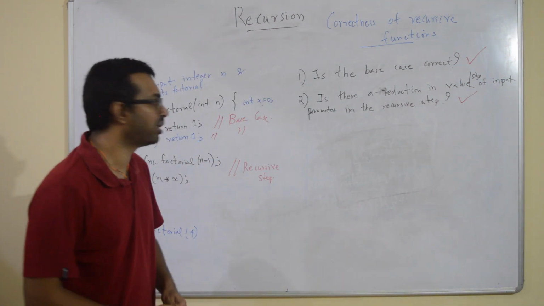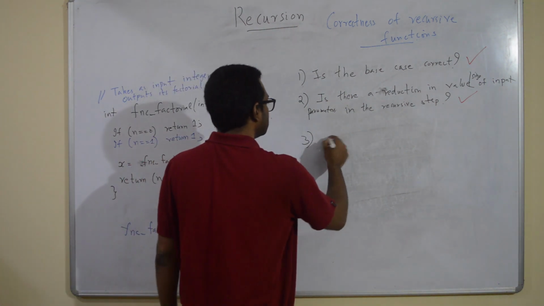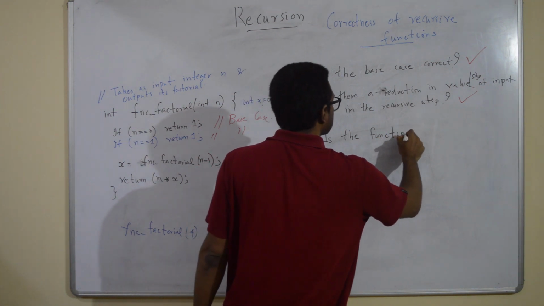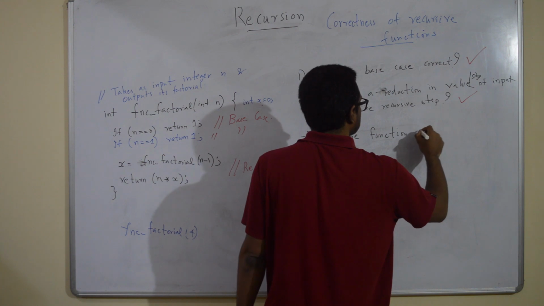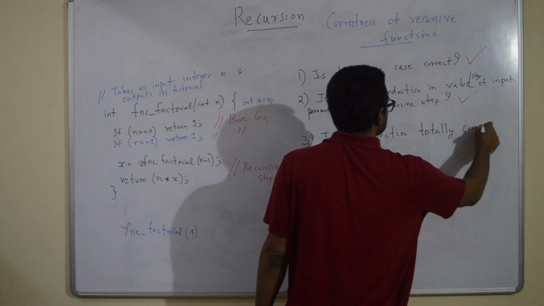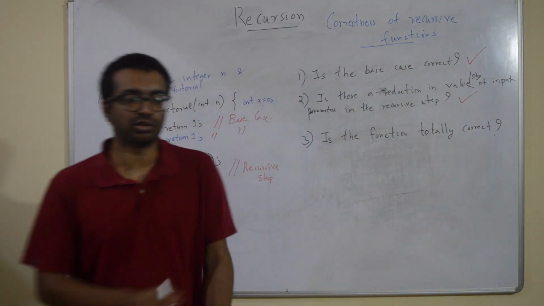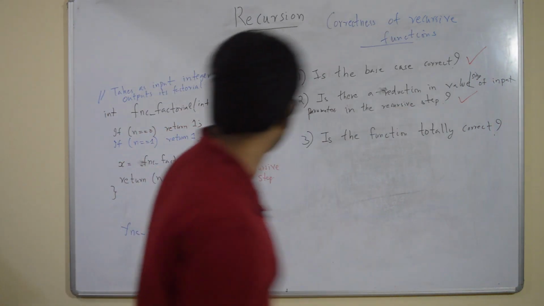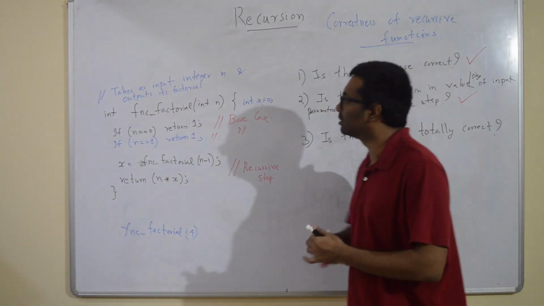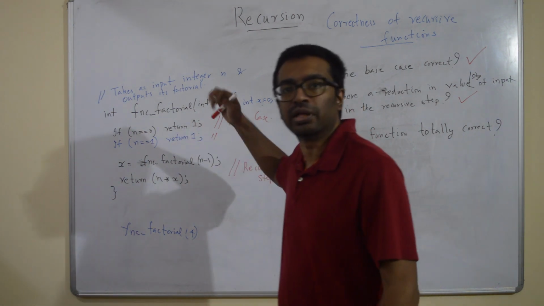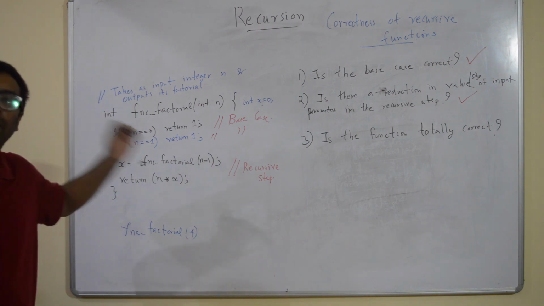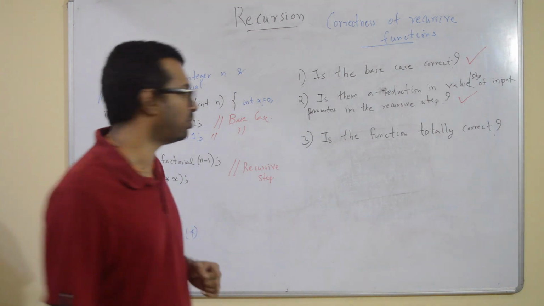Okay. So the third property is basically to check whether the function is totally correct. Now, what do I mean by totally correct? What I'm asking is, is the function correct all the time? That is, for any value of n, will the function return the correct value? That's what we need to find out now.